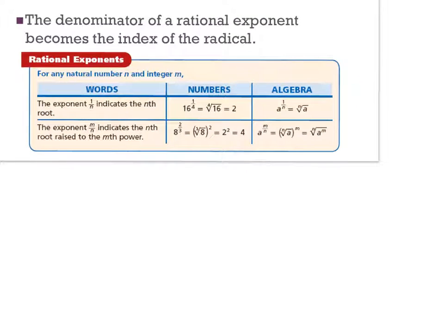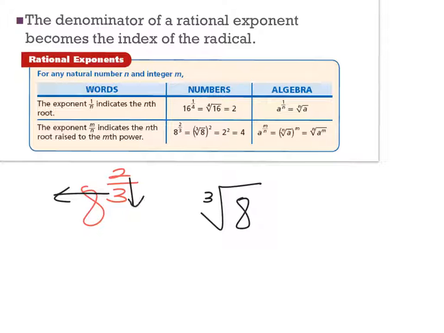So this guy here, 8 to the 2/3. Okay? The bottom slides over to become the index, and the top drops down to become the exponent. So left slides out, top drops down. Okay? So if I had x to the 5/7, what does it look like in radical form? 7th root of x to the 5th. Good. Okay, so bottom slides over, top drops down.